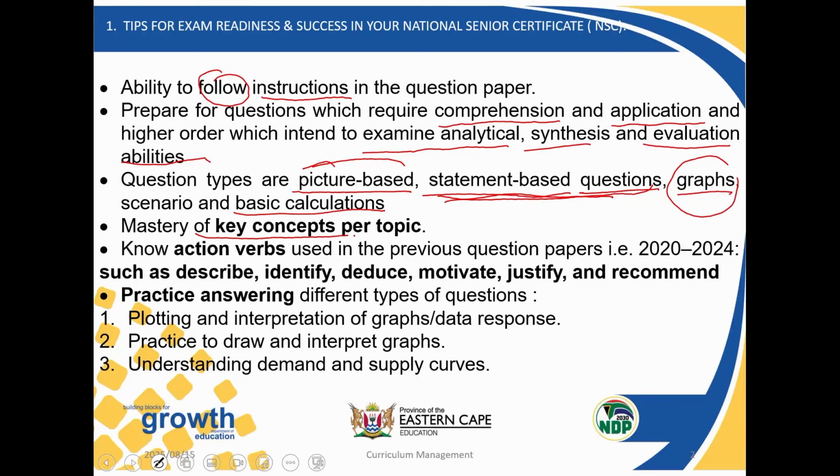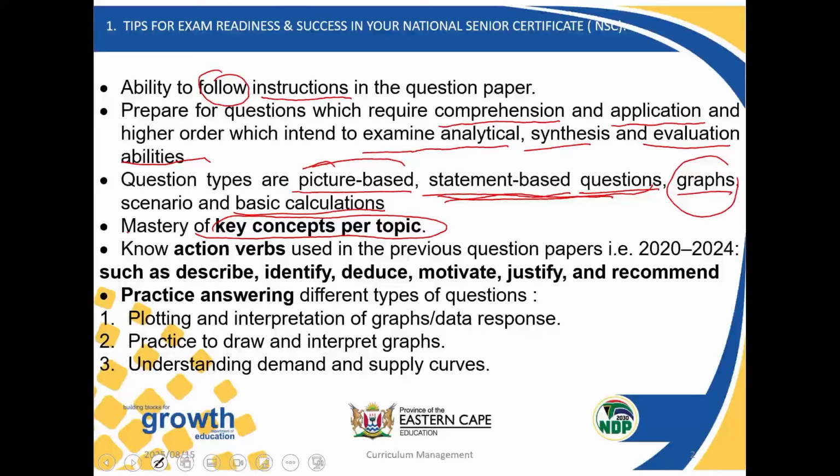Hence, if you look at this, where we're saying mastery of key concept per topic is very important. What do I mean by that? In agricultural management practices, we have key concepts. You have your precision farming, for example. You have your soil degradation, for example.